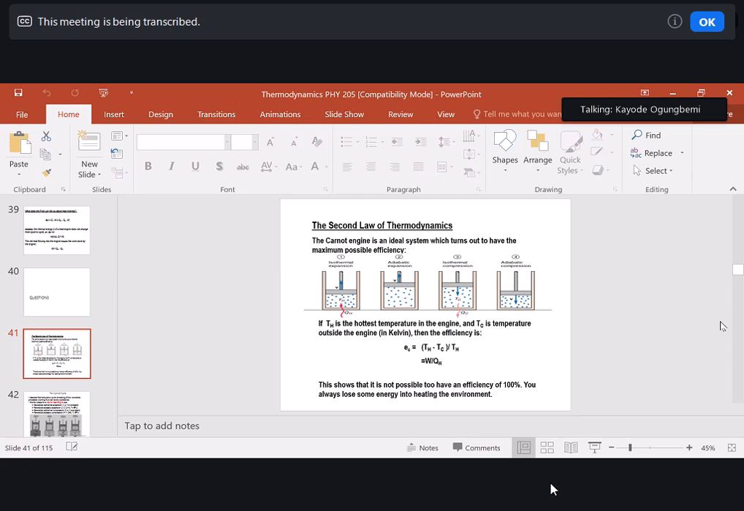If TH is the hottest temperature in the engine, and TC is the temperature outside the engine. Remember, the unit has to be in Kelvin. If you are given the unit of your temperature in Celsius, how do you convert it to Kelvin now? Plus 273. Thank you, Adebayo.